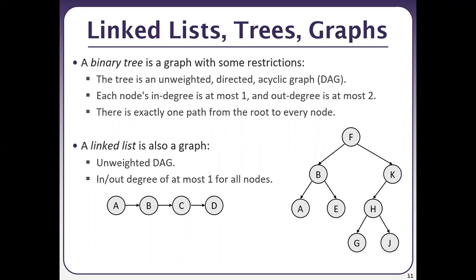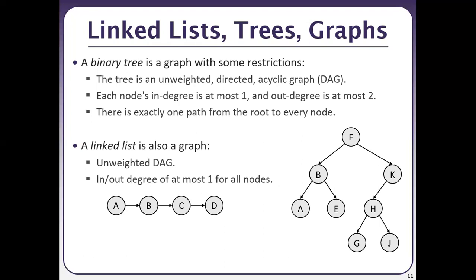A binary tree is a graph with some restrictions. Now we are going to see how we are representing a binary tree with a graph. So a tree is an unweighted, directed, acyclic graph. Every node's in degree is at most 1 and out degree is at most 2. The meaning is, in a binary tree, each node can contain a maximum of only 2 nodes. So that's why the in degree value is at most 1.